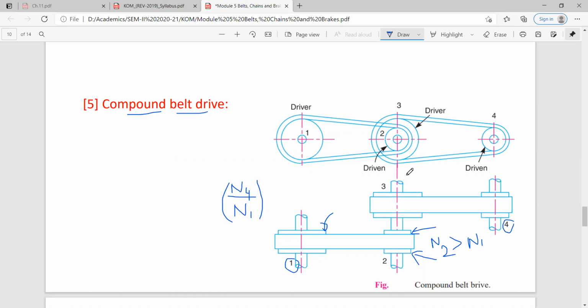One minute is remaining. Let's continue after joining back. You can note it down, you can see it.